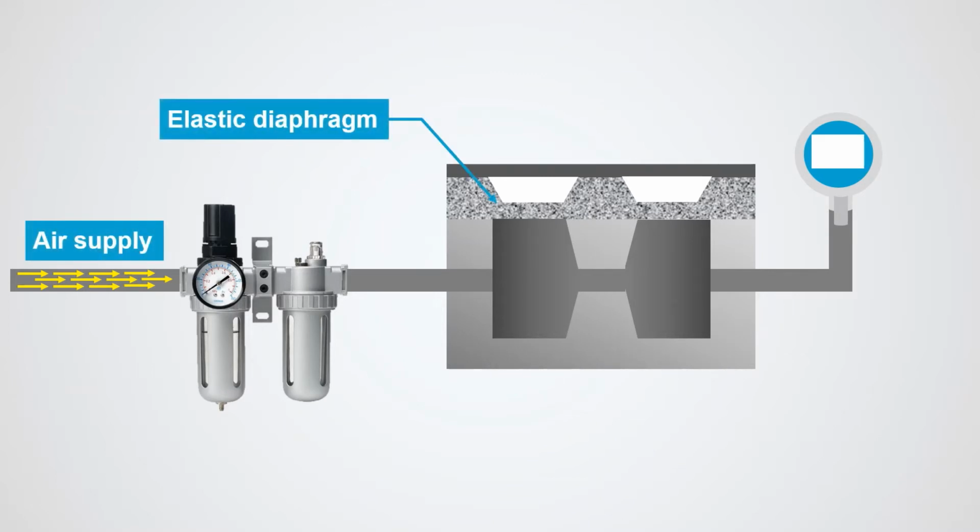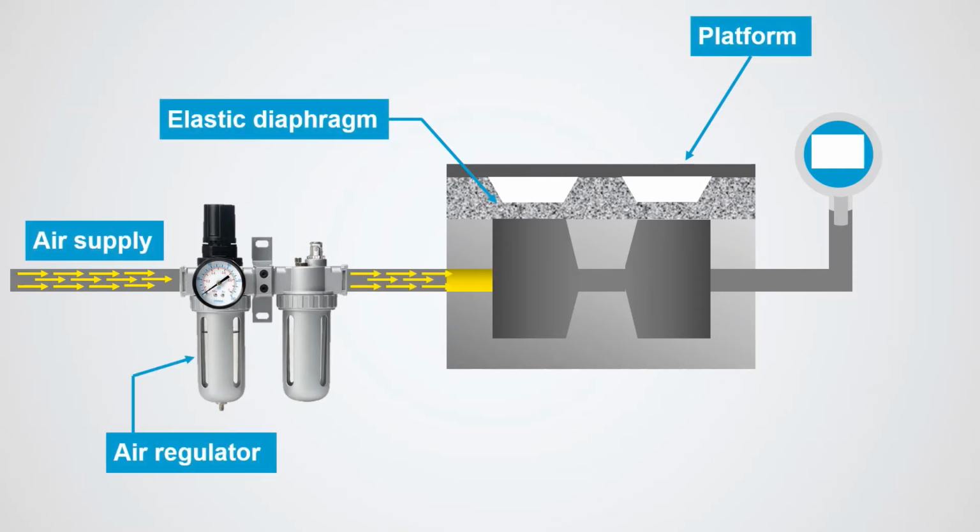A pneumatic load cell consists of an elastic diaphragm attached to a platform surface where the weight will be placed. An air regulator, as the name implies, will limit the flow of air pressure through the system, and a pressure gauge.